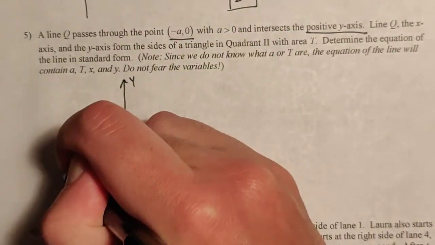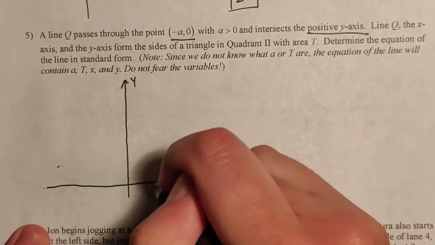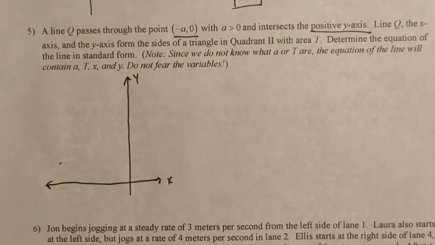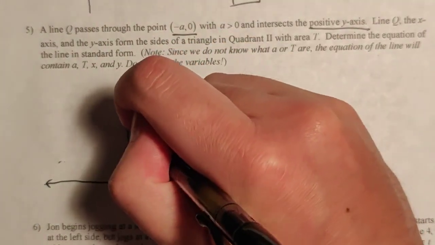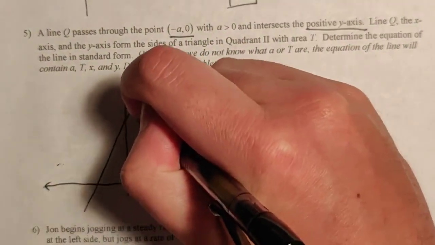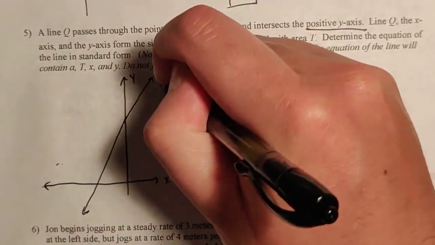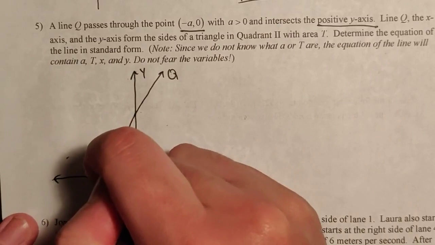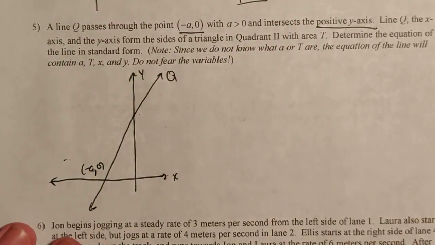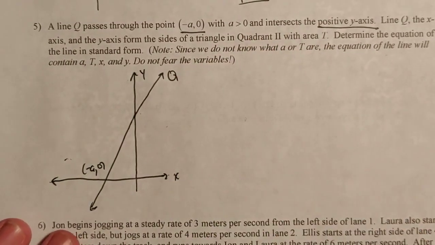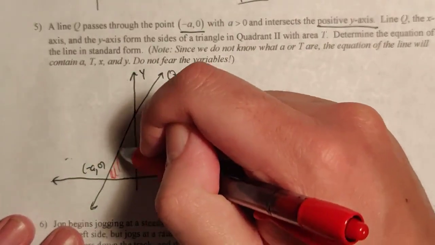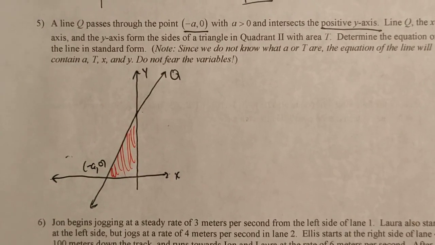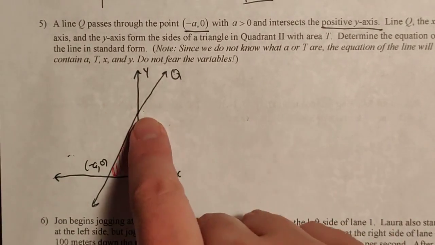Here's our y-axis, and here's our x-axis. But I'm really only going to focus on this part. Here's x, and our line is going to look something like this. Here's our line Q, and it's going to pass through this point. We know that this point is (-a, 0). Our triangle is going to be this triangle here, which I'll shade. That triangle is what we're going to look at. We're told it has an area of T. Now, the problem is, I'd like to know where this y-intercept is.